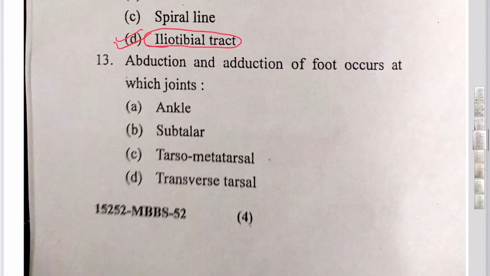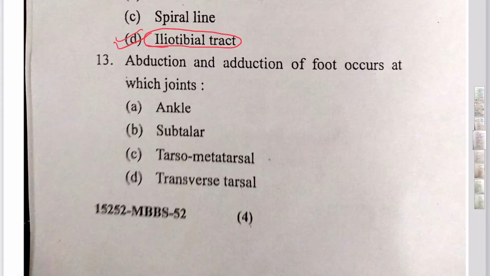Question number 13. Abduction and adduction of foot occurs at which joint? Ankle joint, subtalar joint, tarsometatarsal, and transverse tarsal. Now look here, ankle joint is a hinge joint. So only movement in a single plane is possible, that is dorsiflexion and plantar flexion of the foot.